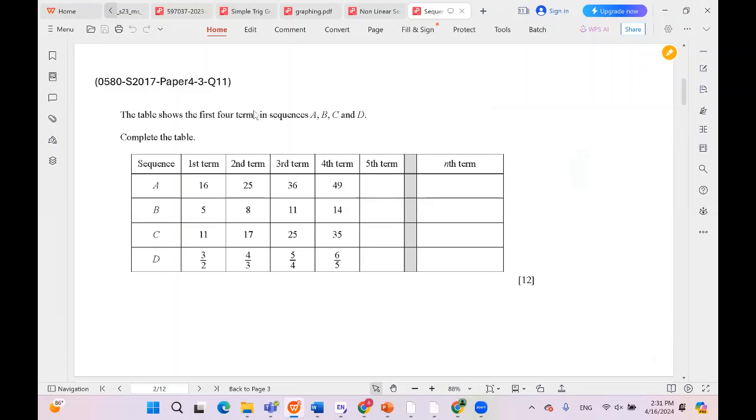Finally, for sequence D, we're going to solve each sequence on its own. The numerator has the sequence 3, 4, 5, 6. The denominator has 2, 3, 4, 5. Of course, this is quite simple. These are two linear sequences, and n is 1. I mean, a is 1. The common difference is always plus 1. So the new term here is 7. The new term here is 6. So this is 7 over 6, obviously.